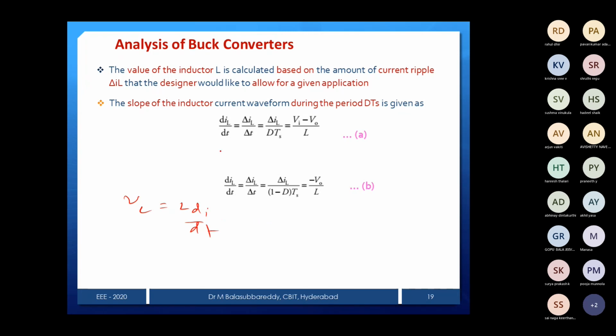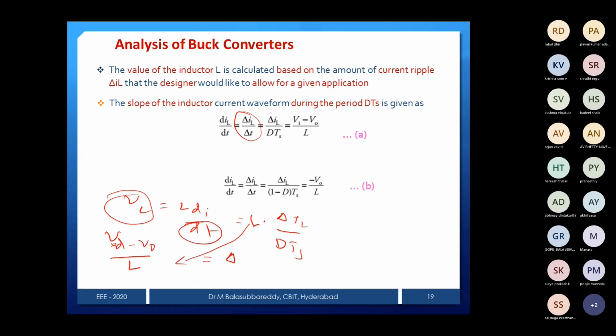What is di by dt? You can see that delta IL by delta t. So dt, what is the time duration? I can write delta I by dTs. So now what is the voltage across the inductor when the switch is on? That we already know: VD minus V out by L. VD or Vs or Vin, anything is same, divided by L, because this L is coming like this, that is equal to delta IL by dTs. That is one equation. See that, very simple.